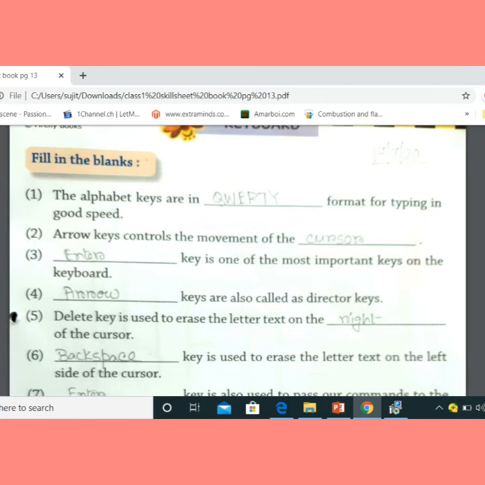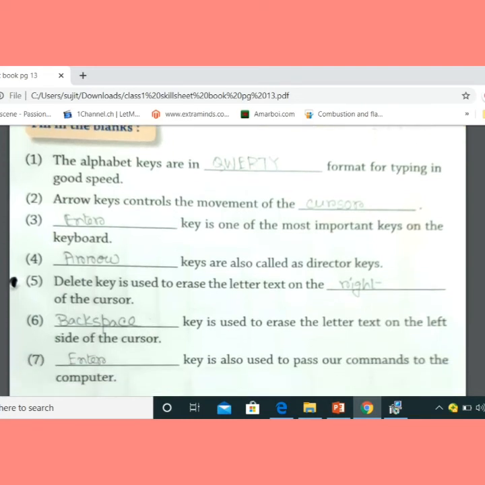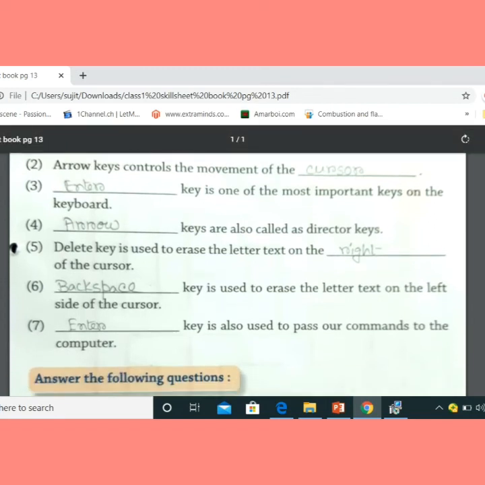Clear? Now number 2: Arrow keys control the movement of the cursor. So we can call the arrow keys direction keys, as they are used to control the direction of the cursor. Next, number 3: Dash key is one of the most important keys on the keyboard. So I had discussed in the last class, the enter key is one of the most important keys on the keyboard. Now number 4: Dash keys are also called direction keys. So arrow keys are direction keys.